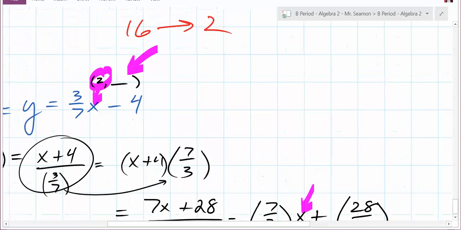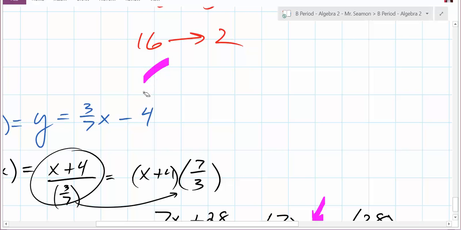Let's check it. You want to check it? Yeah. Let's check it, sure. I didn't ask you to check it. Hold on. I didn't ask you to check it, but let's do that.